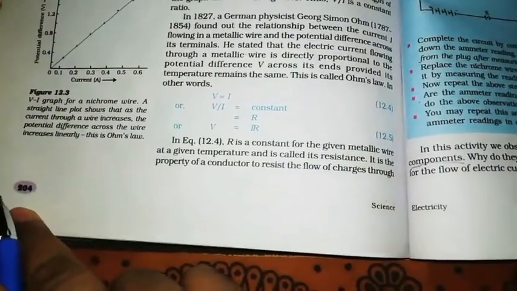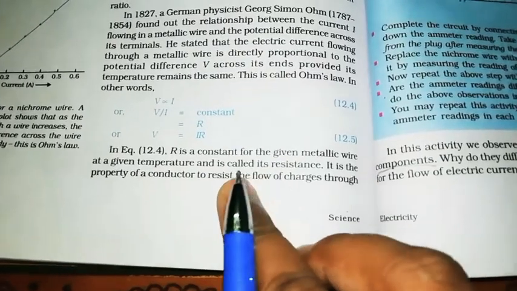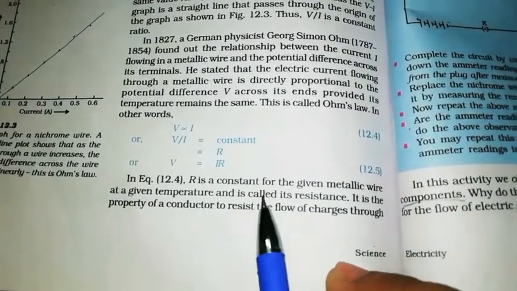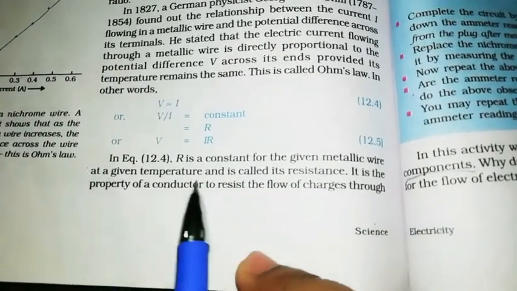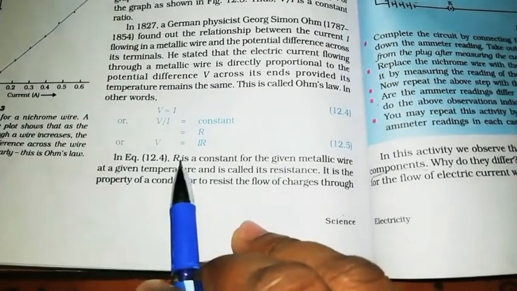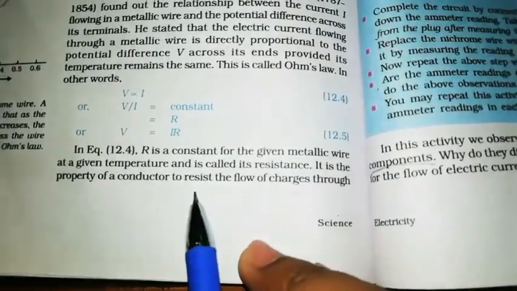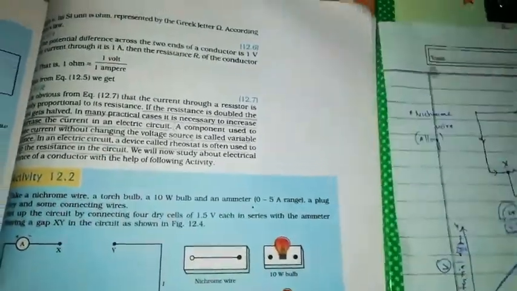Now I'm on page number 204. You can look at the last three lines. I'm going to read it. It's very important. You can underline that also. R is a constant for the given metallic wire at a given temperature, called its resistance. So you know what R is now. R is resistance. It is a property of the conductor to resist the flow of charge through it. Through it means through the wire, right?